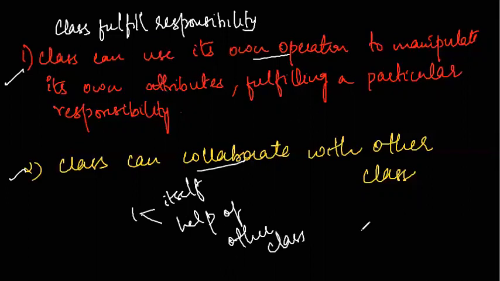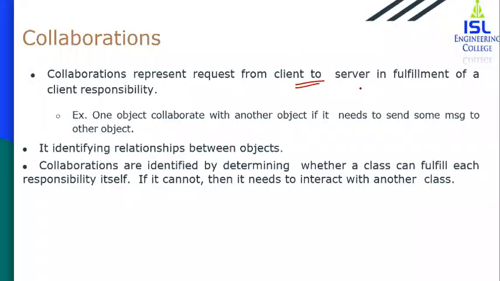Now collaborations are going to occur between a client and a server. Client to server fulfillment is done in two ways. One object collaborates with another object if it needs to send some message to other objects. This is the second way of communication. Now it identifies the relationship between objects. What is a relationship? How the two objects are connected is called a relationship. This particular link is called your relationship.